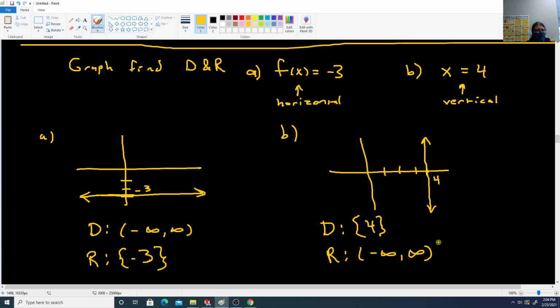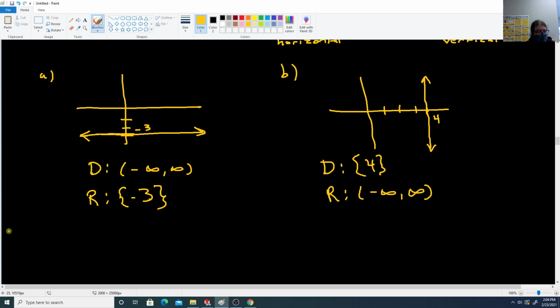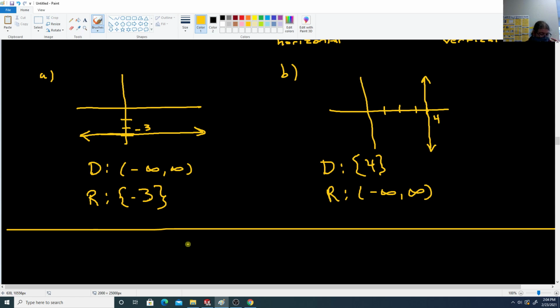So you can see if it's a horizontal line, the domain is all real numbers, and the range will be the single y value where the line goes. And if it's vertical, they're flipped. The range is all real numbers, and the domain is the single x value where the line is. So that's graphing horizontal and vertical expressions.